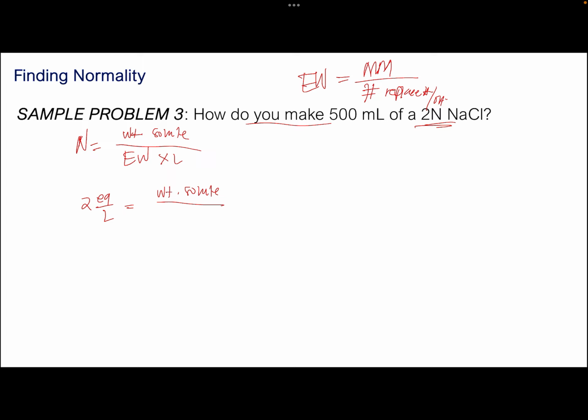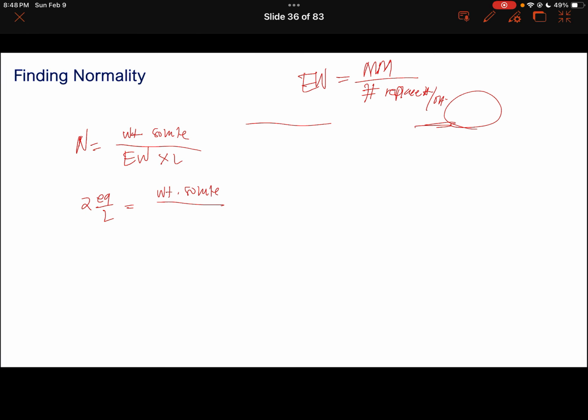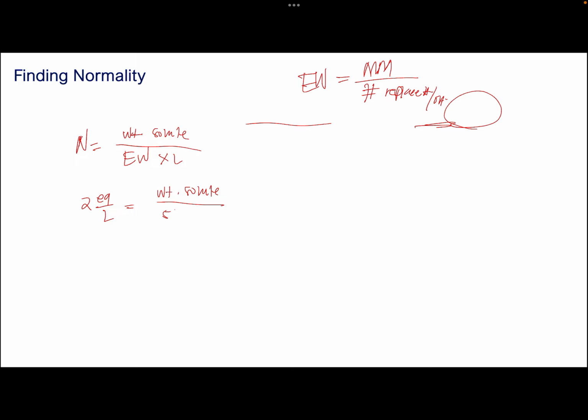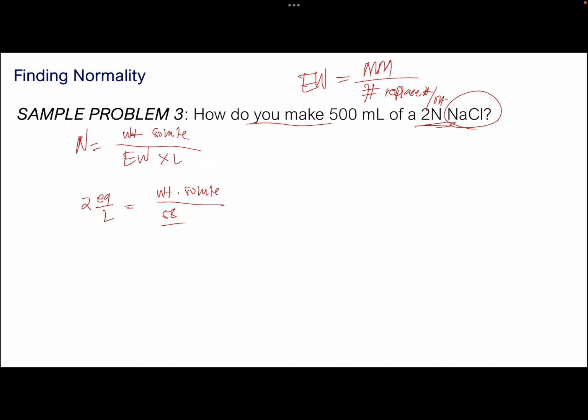So here we have EW. NaCl is 58. So 58 gram per mole. To get the 58 molar mass of the NaCl, we have Na which is 23 plus Cl which is 35. So 58 gram per mole this is. It comes from the periodic table.